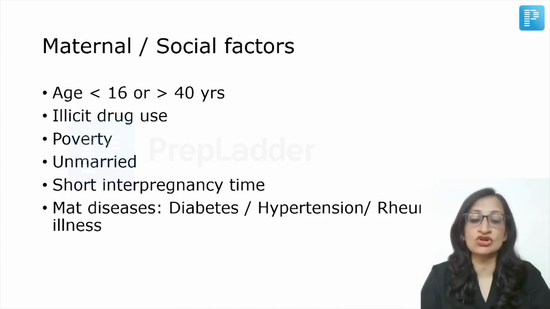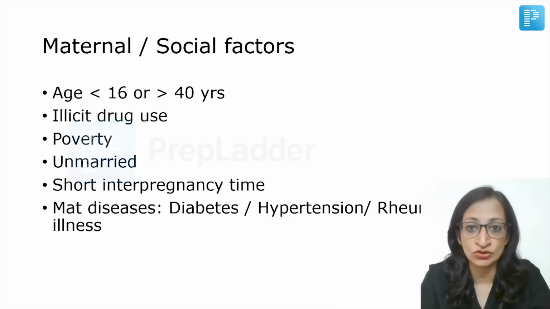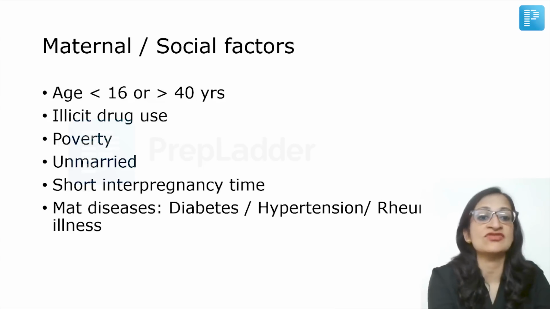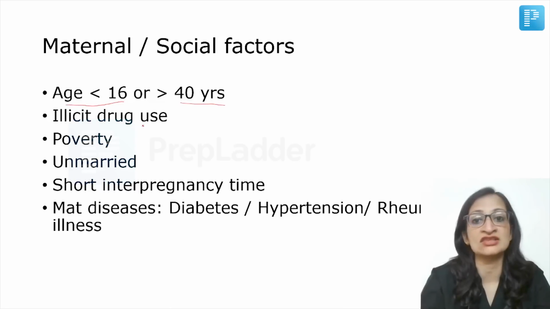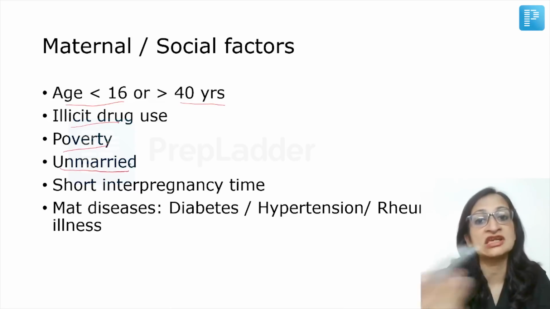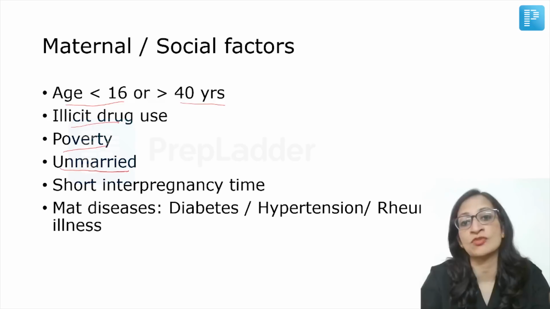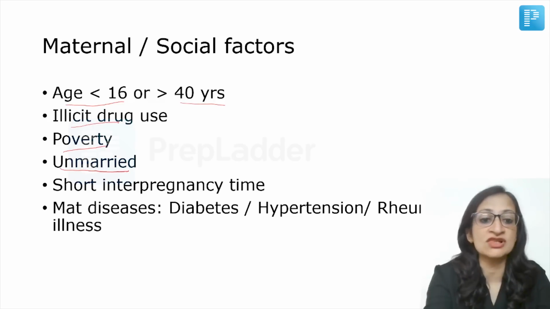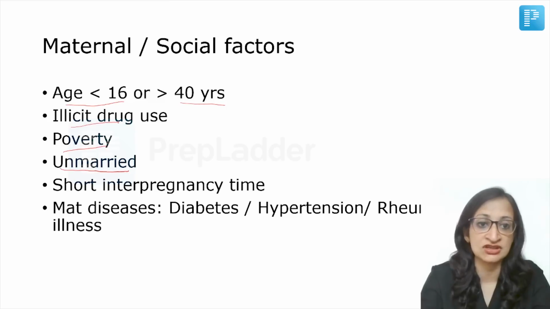So there are some maternal or social factors. High-risk neonate means any neonate who has more chance of morbidity or mortality as compared to any other normal newborn. So there are some maternal factors like if the mother's age is less than 16 years or more than 40 years, or illicit drug use like alcohol, cocaine, smoking and all. If there is poverty, if it is an unmarried mother, that means a single mother. Short interpregnancy time, that means the birth spacing is not appropriate, too many children at small intervals, and maternal diseases like diabetes, hypertension, rheumatological illnesses are a risk factor.